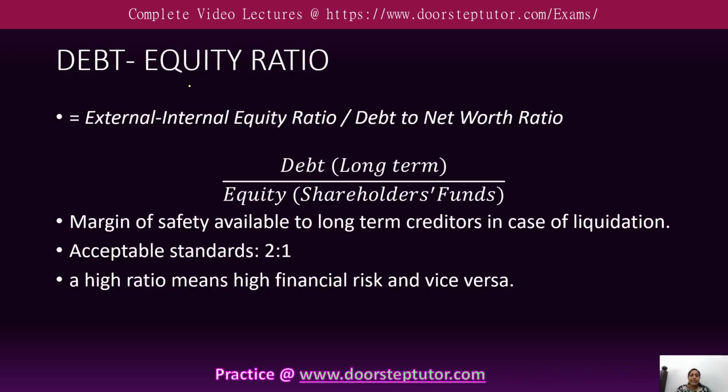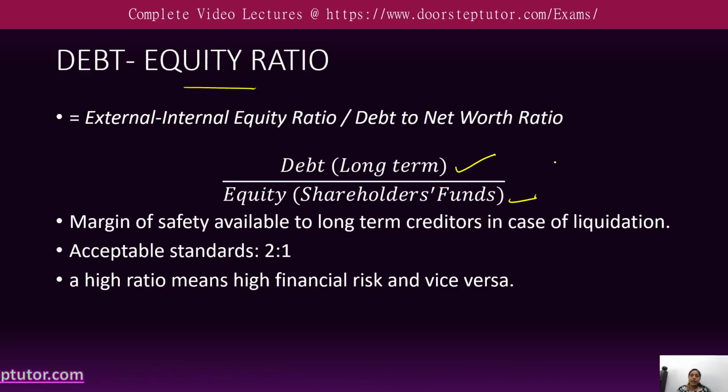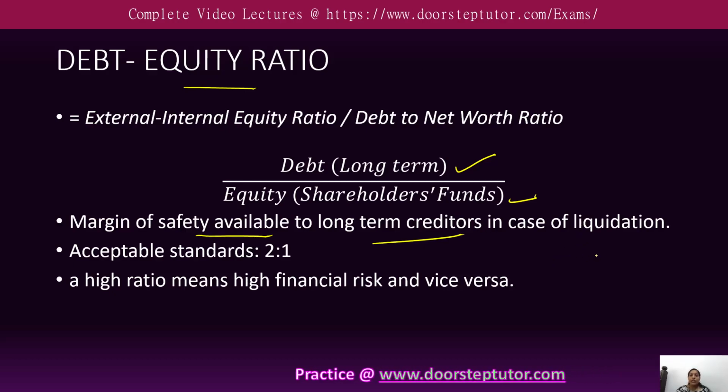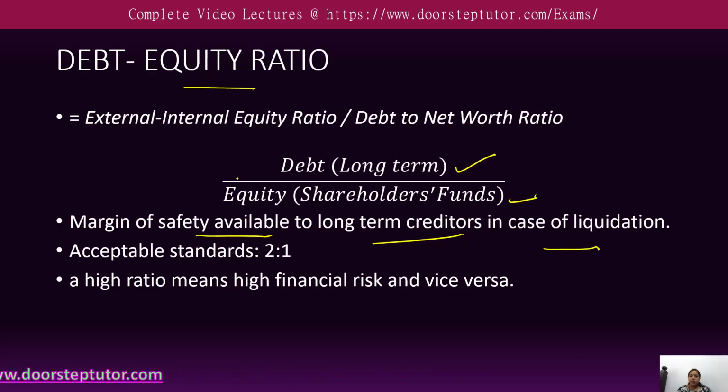The first one is the debt equity ratio. It is calculated by dividing the long-term debt of a firm by the shareholders' funds. And what does this ratio show us? Why is this particular ratio calculated? This ratio shows what is the safety margin available to the long-term creditors just in case a company goes into liquidation. Compared to equity in the capital structure, what is the proportion of the debt in the capital structure?